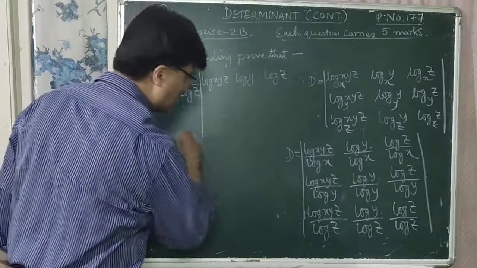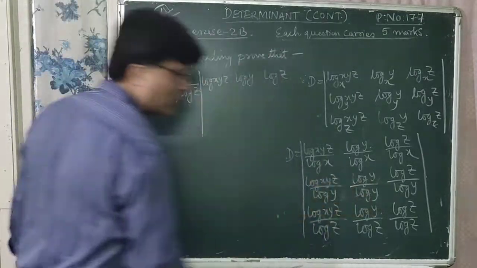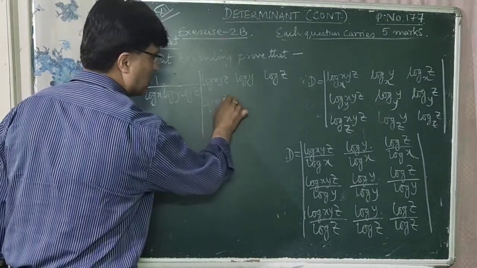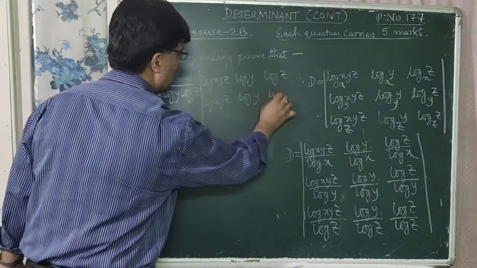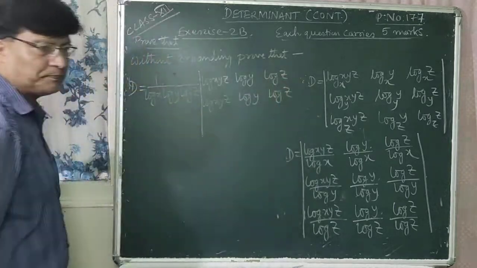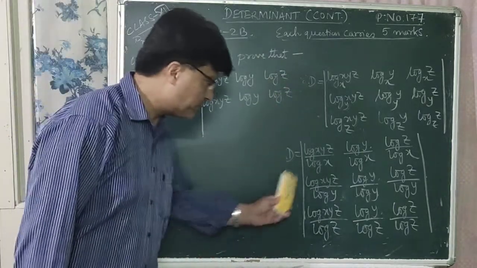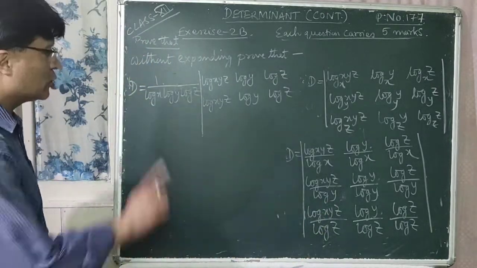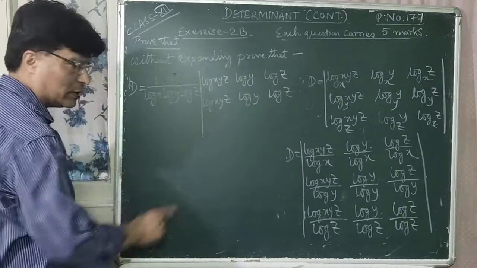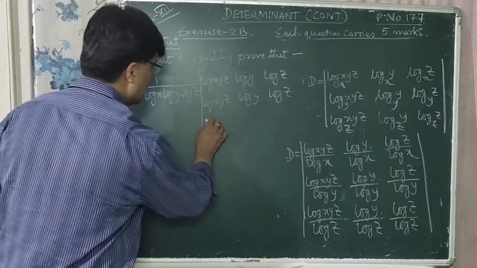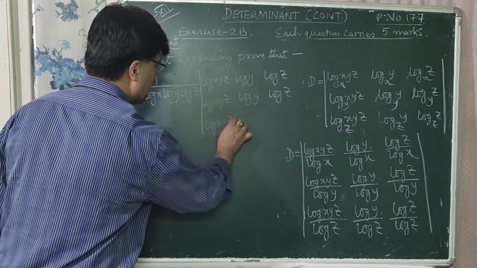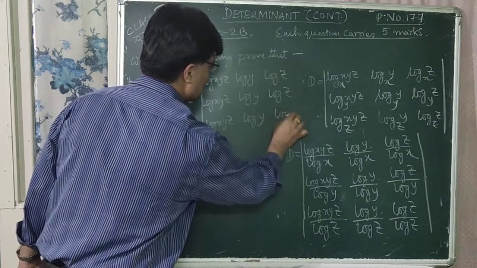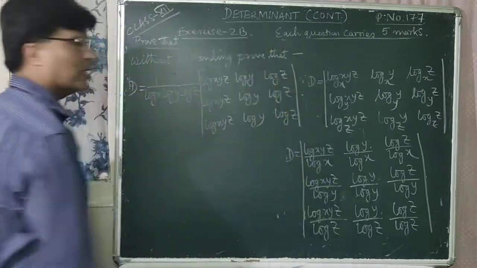So what will be the second row? From the second row 1 by log y is taken common, isn't it? So it is log xyz, log y, log z, right? Similarly, from the third row 1 by log z is taken common, right? So what is the new third row? It is log xyz, log y, and log z, okay?